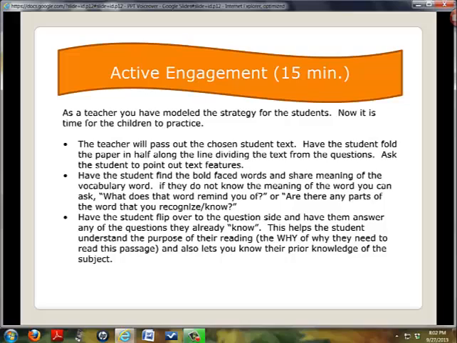Have the student flip over to the question side and have them answer the questions they already know. This helps the student understand the purpose of their reading, the why of why they need to read this passage, and also lets you know their prior knowledge of the subject.